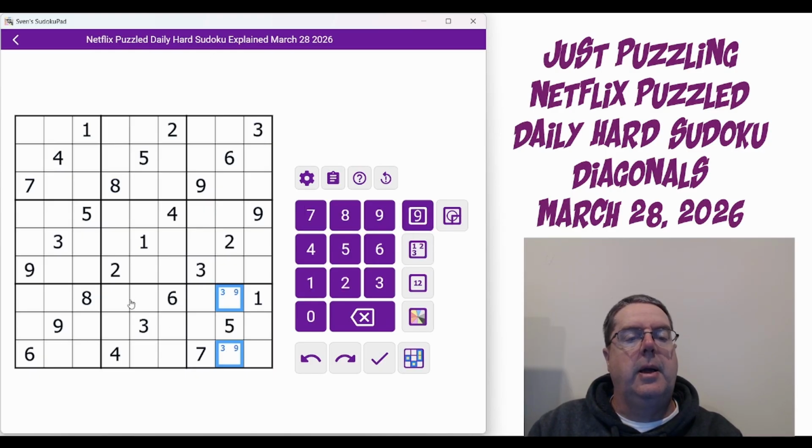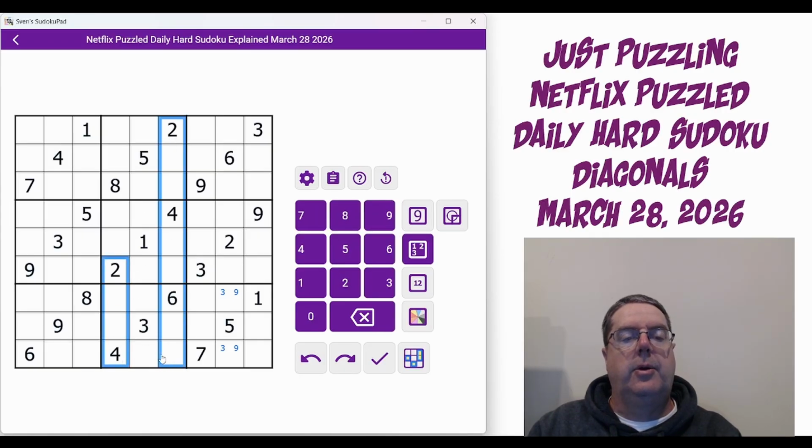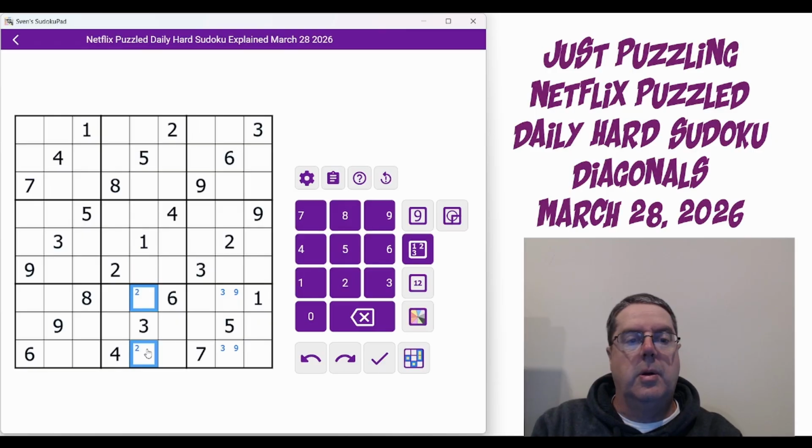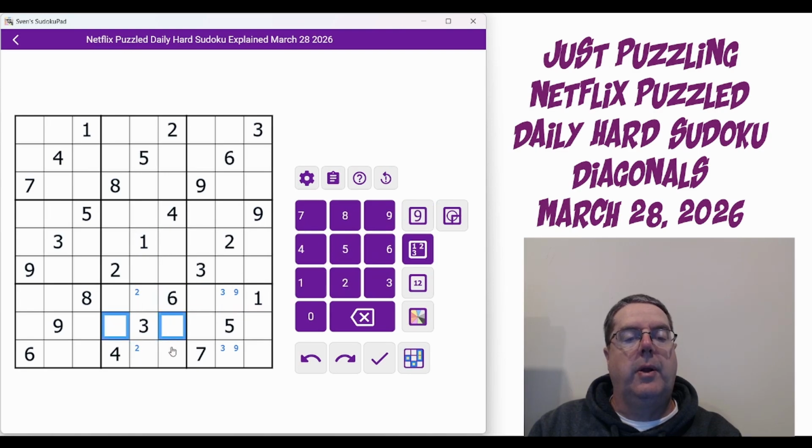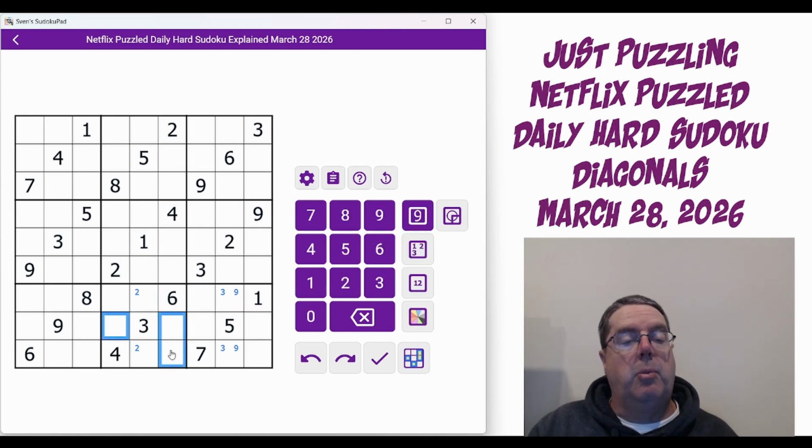Alright, same deal here, where's the 2 in this box? 2 comes down here, 2 comes down here, so 2 is going to be one of these two. I'm going to ask where is the 1 in this box also. Well, 1 comes down here, 1 comes across here, so 1 is one of these two. Because it's more than a pair, I'm not going to make a note on it.